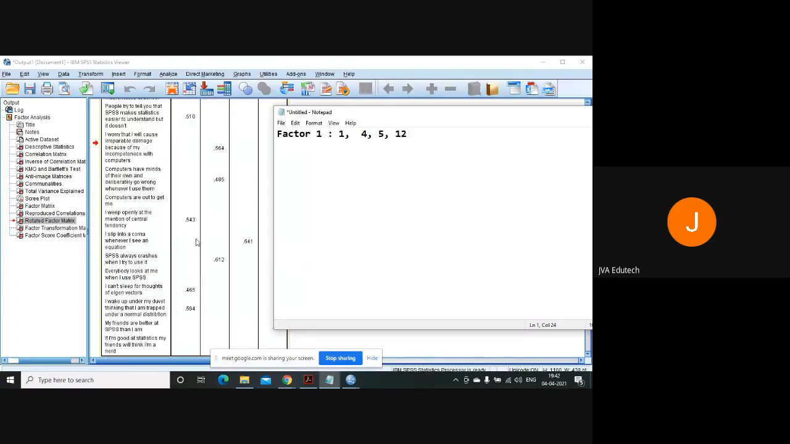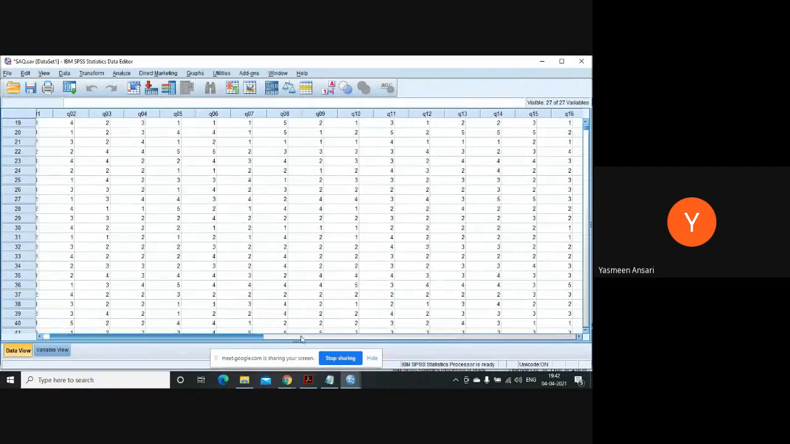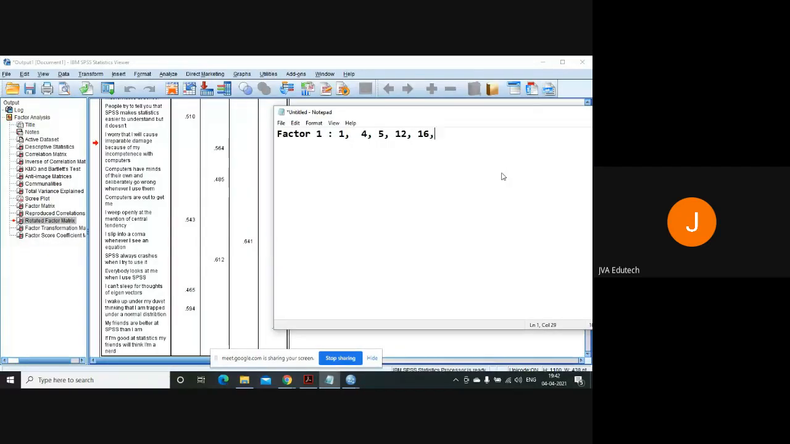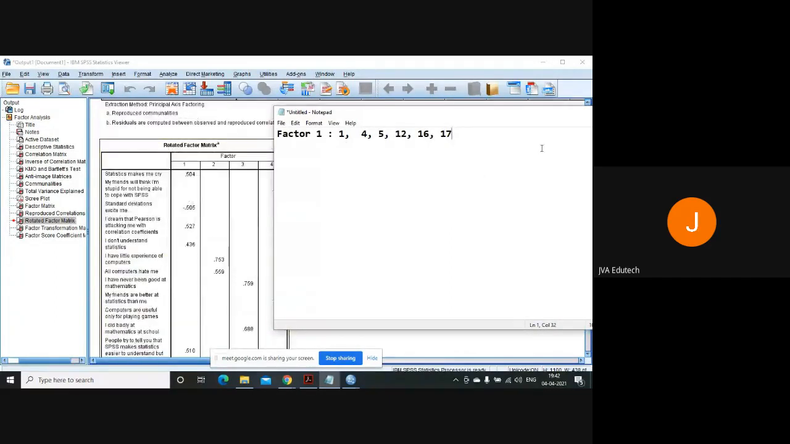After that, I weep openly at the mention of central tendency. Which one? 16th and 17th, both. Now, factor 2. Which one? 6th, and 7th.